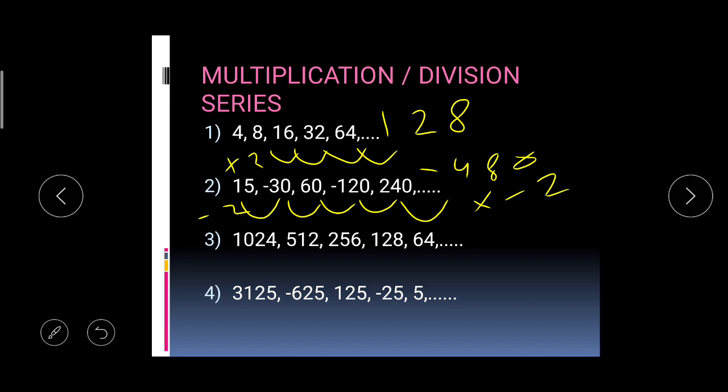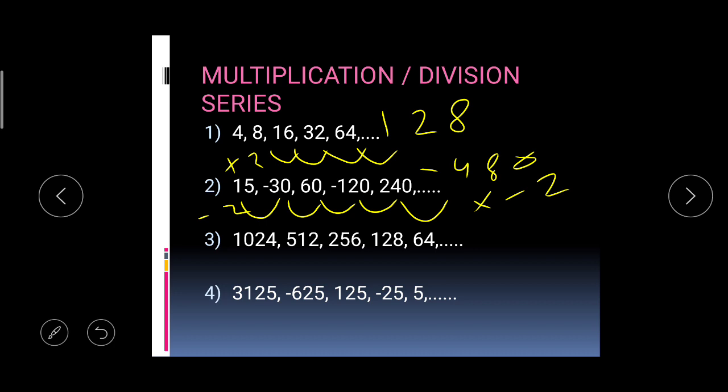Okay, let's see the third question. Again, you have to see whether it's an increasing or a decreasing series. So it's a decreasing series. 1024, 512, 256, 128 and 64. If you see, the decrement rate is very high, right? From 1000 it becomes 500, then 500 becomes 250, 250 becomes 125 and 125 becomes 64, right?